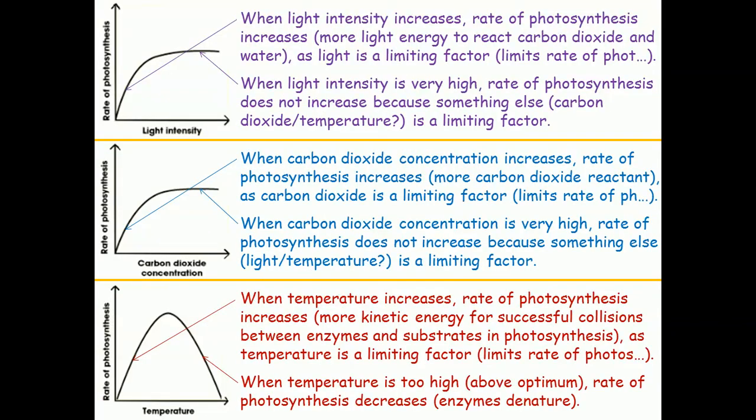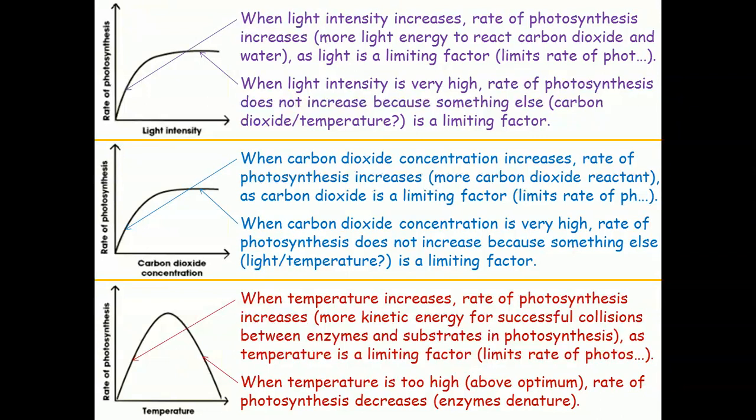And here's a summary of all three factors and how they affect photosynthesis. When light intensity increases, the rate of photosynthesis increases. That is because more light energy is absorbed to react carbon dioxide and water. And this is because light is a limiting factor, because it limits the rate of photosynthesis. When light intensity is very high, the rate of photosynthesis doesn't increase, because something else is a limiting factor, such as carbon dioxide and or temperature.